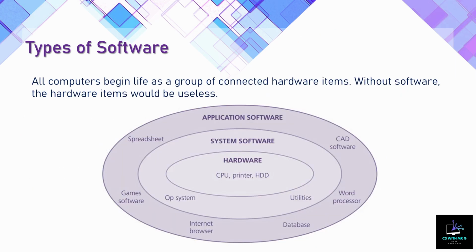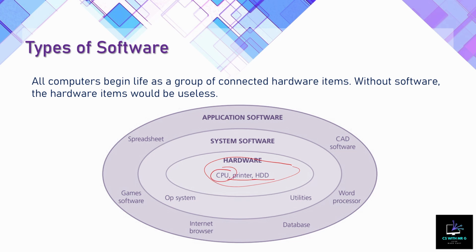So like I've mentioned, hardware is all of the physical components in a computer system, whether it's in the form of a desktop computer, a laptop, a smartphone, whatever the device is, it will be absolutely useless if it didn't have any software installed on it. So as you can see in the middle of this diagram, we've got hardware, and there's obviously many more components than just a CPU, a printer, or a hard disk drive. But as you can see, it's the middle layer.